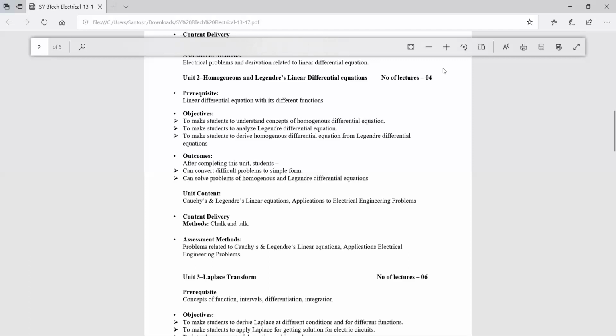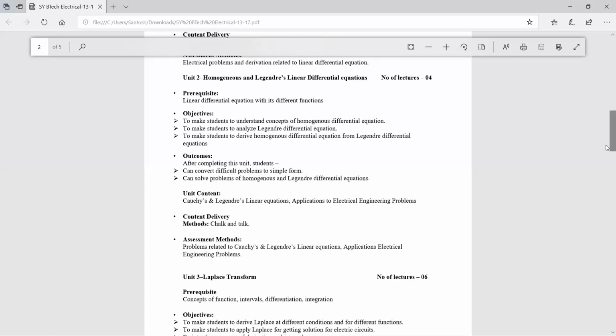and application to electrical engineering problems. Here Cauchy and Legendre are the names of scientists. They gave equations, so those equations are called Cauchy's linear equation and Legendre's linear differential equations. This is all about unit number 2.